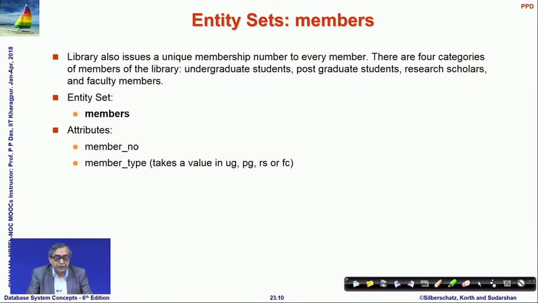The library has talked of issuing a unique membership number to every member, and there are 4 categories of member. We are just making a tentative suggestion. So, it looks like members are an entity which the library has to interact with in terms of issue. Let us create an entity set members which has the member number and the member type, which can take one of 4 specific values, such as undergraduate, postgraduate, and so on.